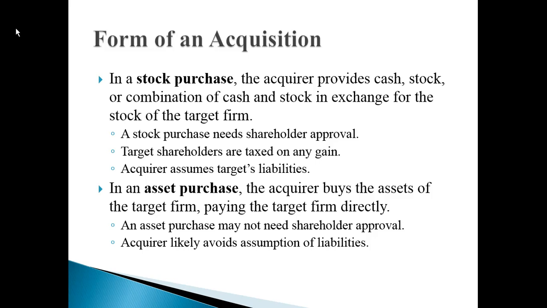The second form of acquisition is an asset purchase. Under an asset purchase, the acquirer buys the assets of the target firm, paying the target firm directly. So here the acquirer buys the assets of that firm, paying directly for the assets, unlike in a stock purchase where you're purchasing stock through cash or a combination of stock and cash.